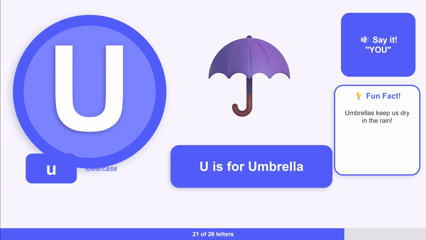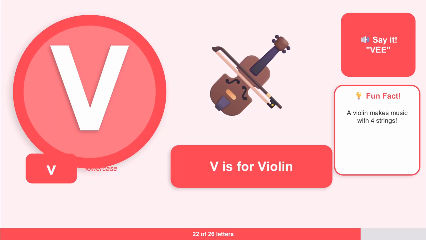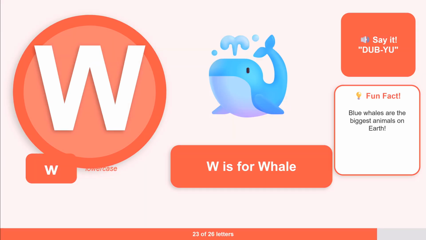U for umbrella, say it U. V for violin, say it V. W for whale, say it W.